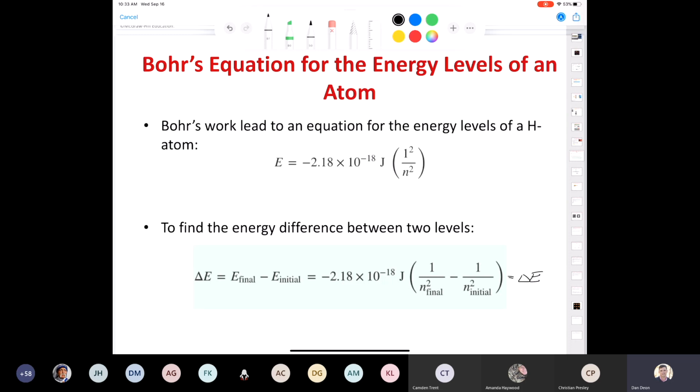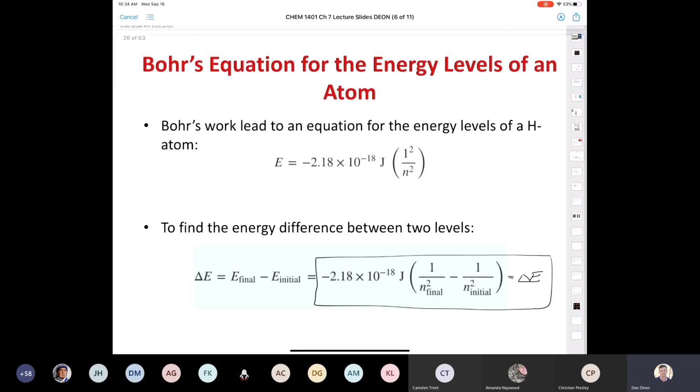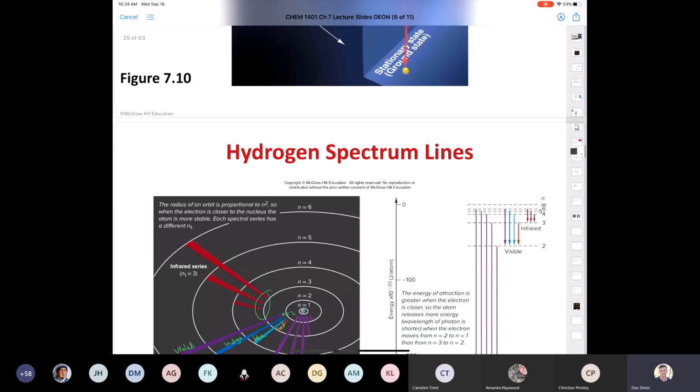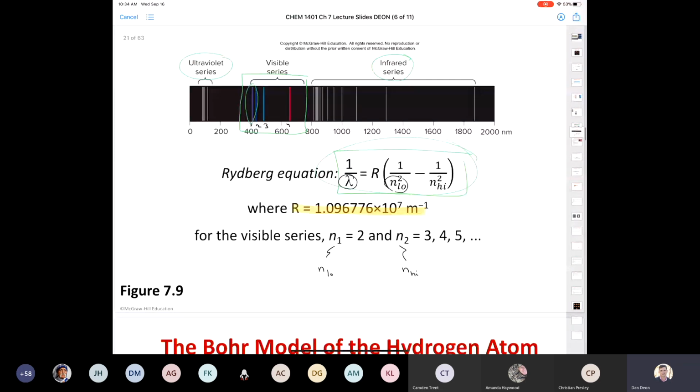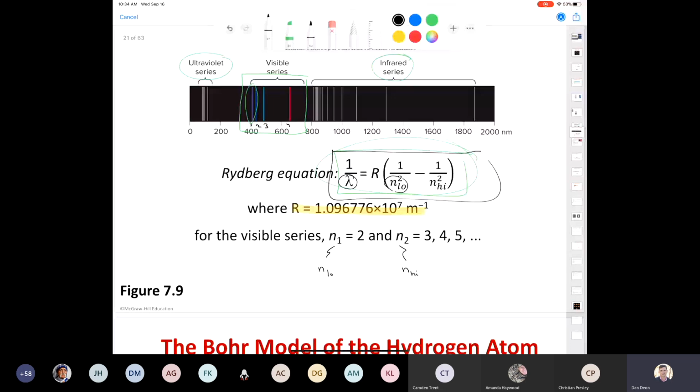Now, you might be looking at this equation and be like, hold on a second. This looks an awful lot like Rydberg's equation, right? You're like, this looks almost identical to Rydberg's equation that you showed me way back here. Okay, it looks very similar to it. I have a constant, I have n low, n high, same concept, okay? N final, n initial, whatever.